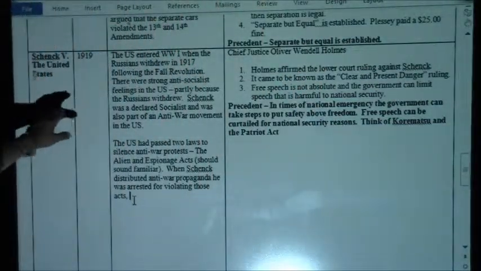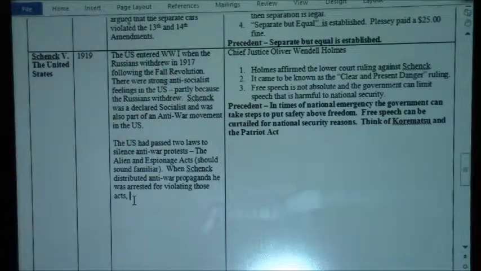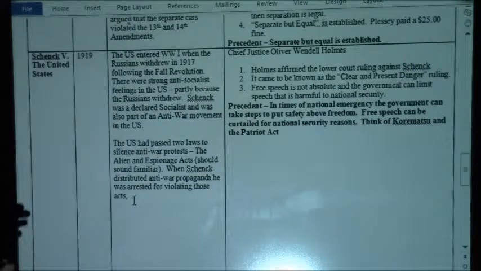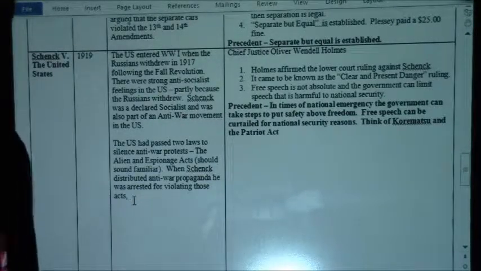Schenck versus the United States in 1919. The U.S. entered World War I when the Russians withdrew in 1917, following the revolution. There were strong anti-socialist feelings in the United States, partly because the Russians withdrew and left us holding the bag. Schenck was a declared socialist and was also part of an anti-war movement in the United States.